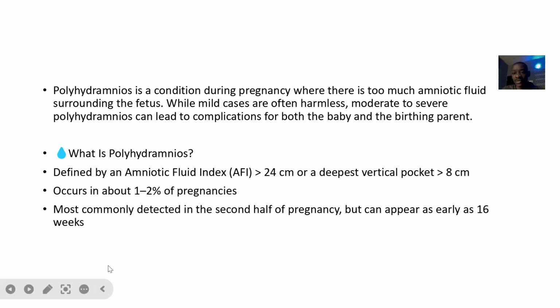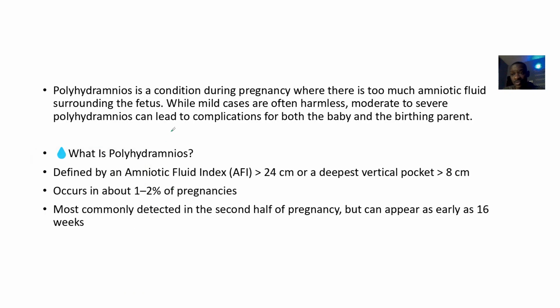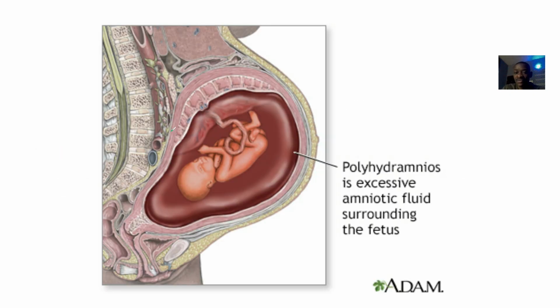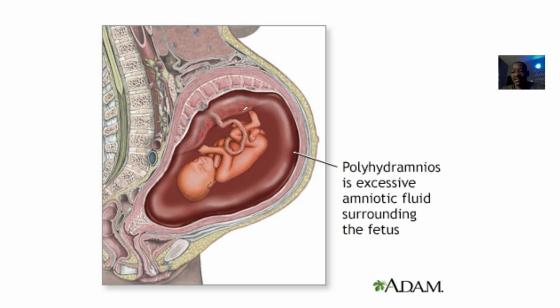So polyhydramnios is a condition during pregnancy where there's too much amniotic fluid. This fluid surrounding the baby is too much. While cases are often harmless, most cases are harmless. Why? Because the baby needs it so that it can swim freely and grow, but if it is restricted, that's when you have intrauterine growth restriction.